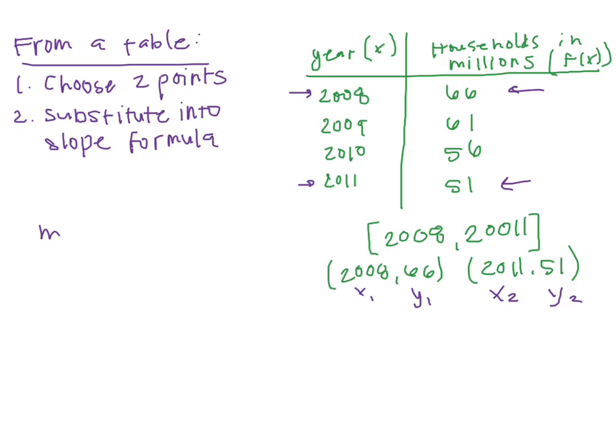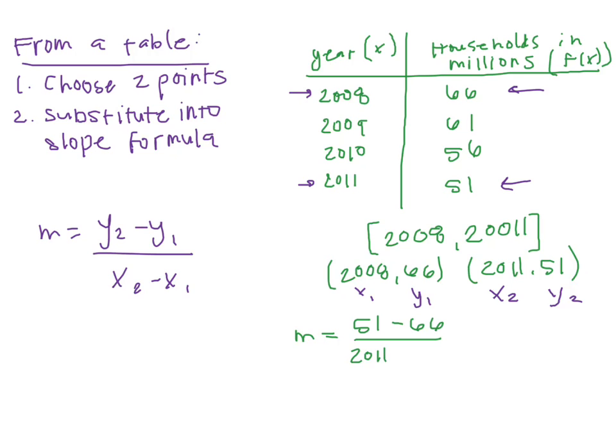Now the slope formula is y2 minus y1 divided by x2 minus x1. You should already have that in your notes. If you don't, please write it down because you will be using it a lot today. So m equals, my y2 is 51, y1 was 66, x2 was 2011, x1 was 2008. 51 minus 66 gives me negative 15. 2011 minus 2008 gives me positive 3, and that will simplify to negative 5.